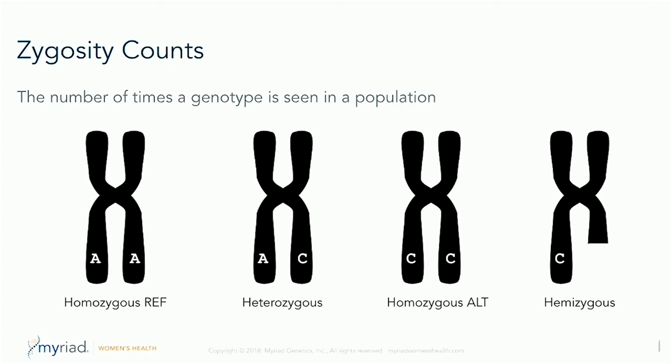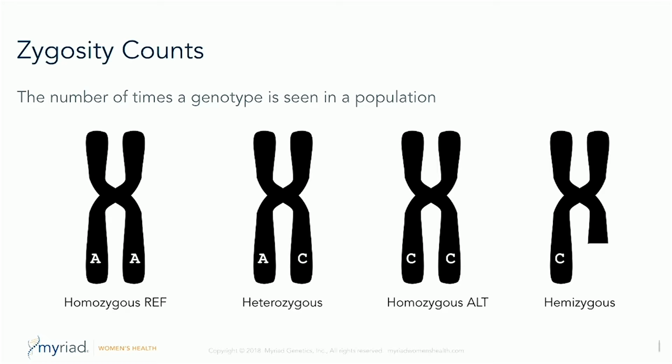Another type of evidence is zygosity count. Zygosity count is similar to allele frequency in that it's counting the number of times a certain genotype is seen in a population. Since humans are diploid, we have 2 copies of each of our chromosomes. One is from our mom and one is from our father. Most people are the same as the reference genome, which makes them homozygous for the reference sequence.